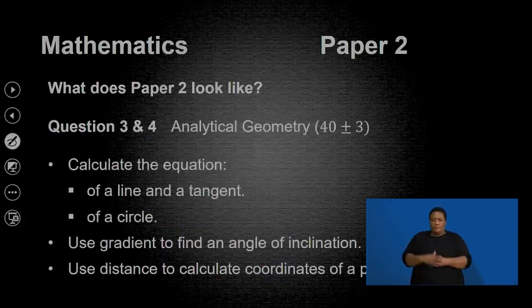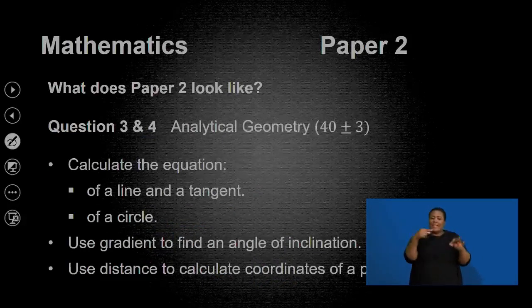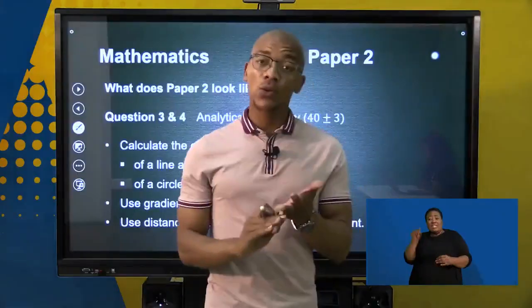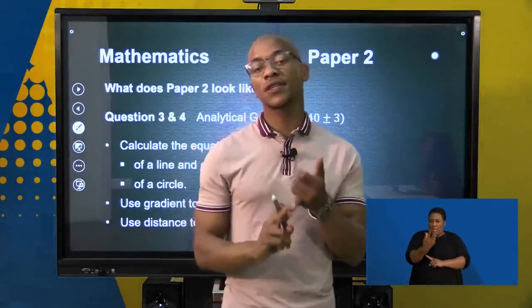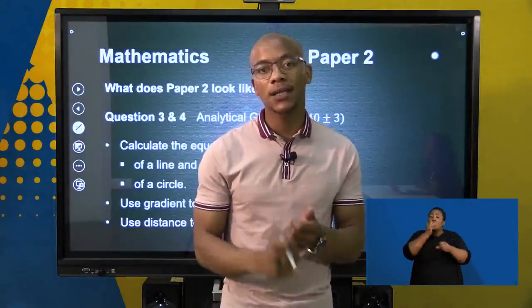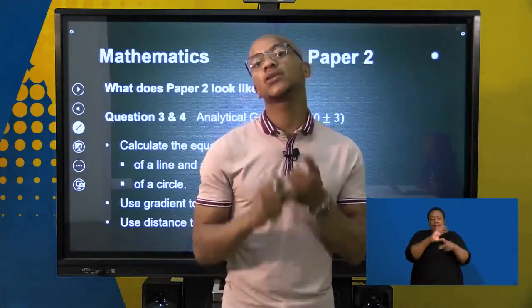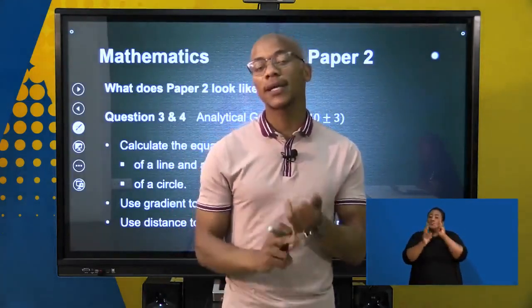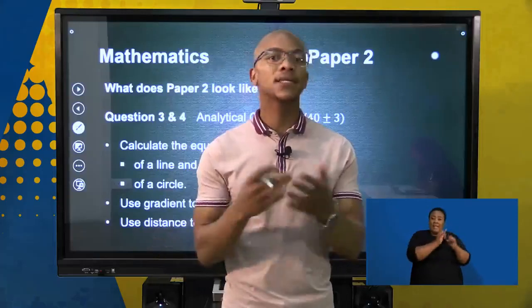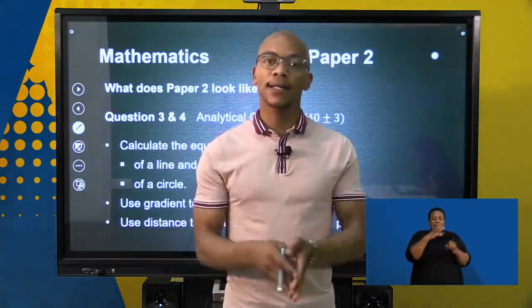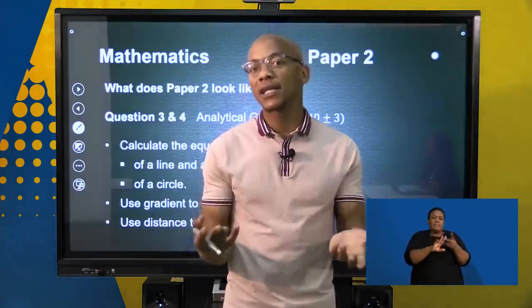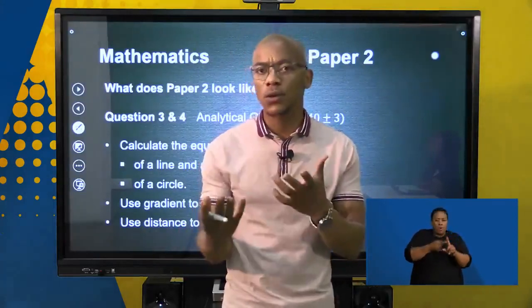And then questions 3 and 4 will be analytical geometry. With analytical geometry, guys, there are always 2 questions. The first one is your Grade 11 analytical geometry. The second question is your Grade 12 analytical geometry. Grade 11 will be your distance, midpoint, gradient, equation of a line, and angle of inclination. Those are the things you need to know.